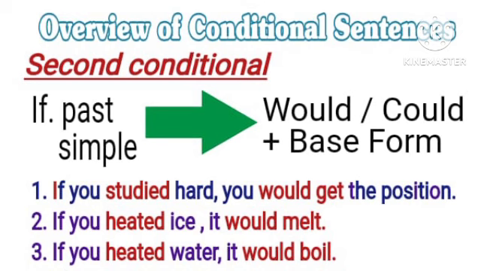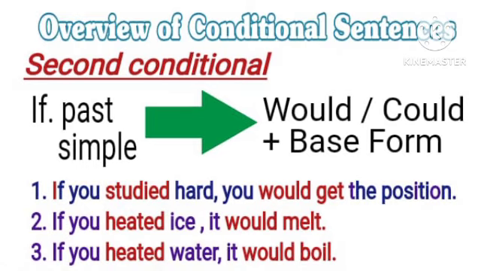Second conditional: if plus past simple, would or could plus base form. Examples: 1. If you studied hard, you would get the position. 2. If you heated ice, it would melt. 3. If you heated water, it would boil.